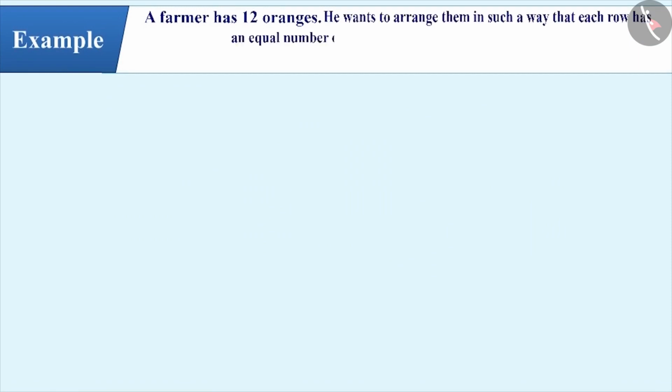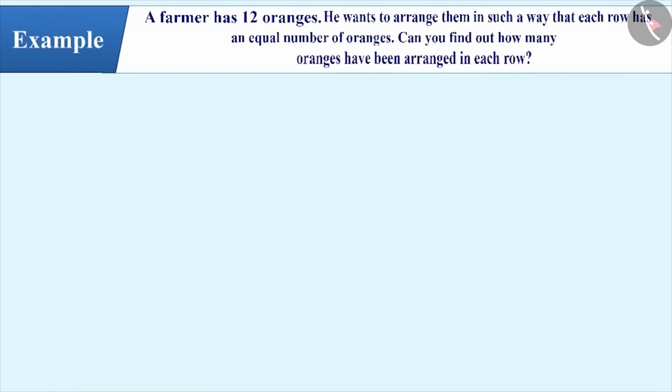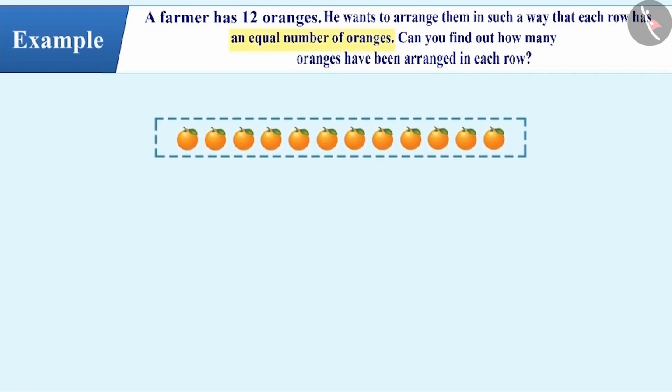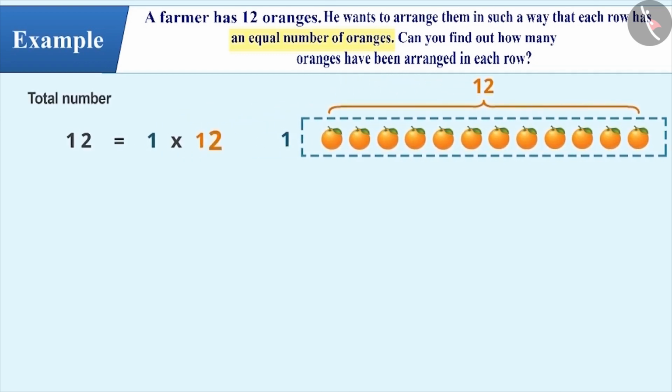Example: a farmer has 12 oranges. He wants to arrange them in such a way that each row has an equal number of oranges. Can you tell how the farmer has to arrange the oranges in each row? The number of oranges in each row should be equal. The farmer can keep all the oranges in a row. This arrangement is expressed mathematically as 12 equals 1 multiplied by 12. Here, 1 represents the number of rows and 12 represents the number of oranges in a row.